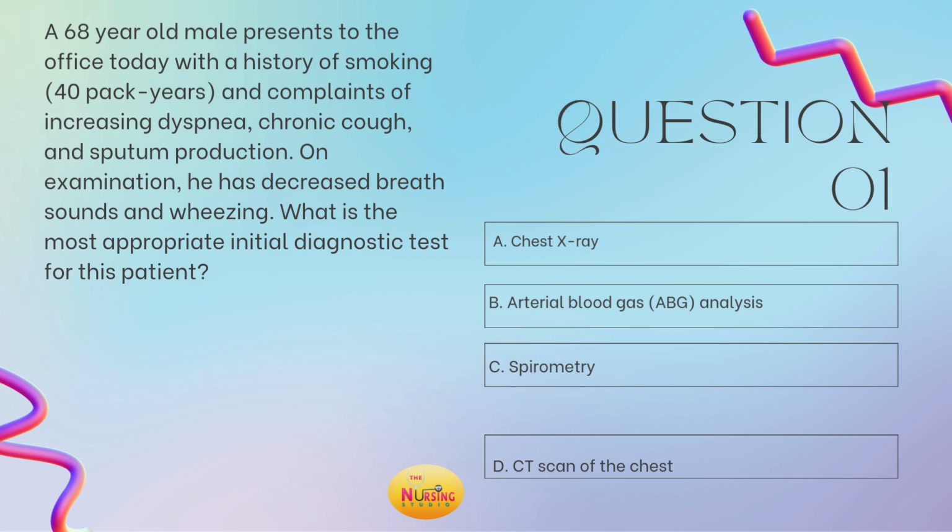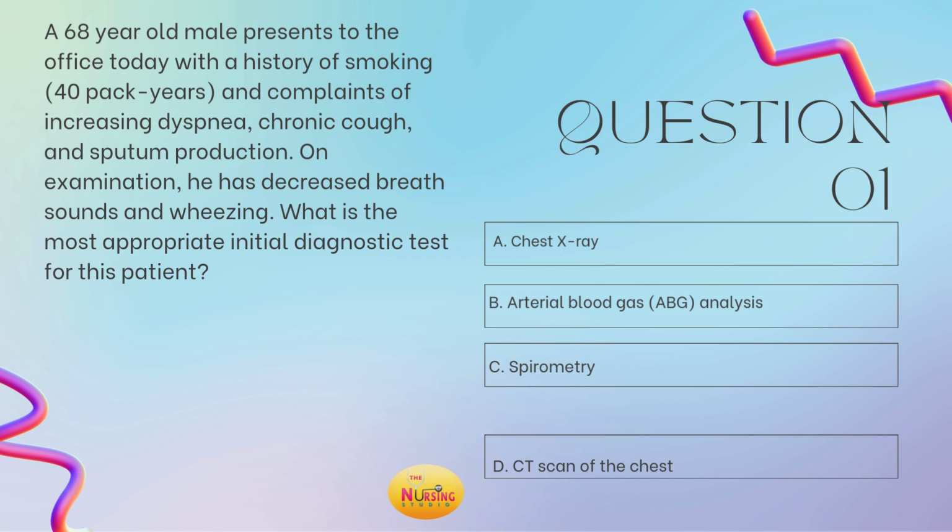So question number one states, a 68-year-old male presents to the office today with a history of smoking with 40 pack years and complaints of increased dyspnea, chronic cough, and sputum production. On examination, he has decreased breath sounds and wheezing. What is the most appropriate initial diagnostic test for this patient? Is it A, a chest x ray, B, ABGs, C, spirometry, or D, a CT scan of the chest? Take a moment and tell me what you got in the comments, y'all.